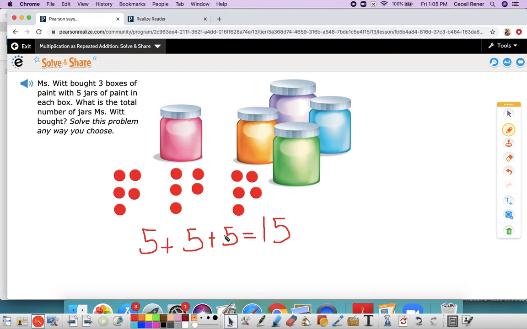Now, some of you might have said, I can multiply it. If I multiply it, do you know what the multiplication equation would be? 3 times 5 equals 15. That's right. 3 times 5 equals 15. If you said that, you would be correct as well. Both of those would be correct answers.